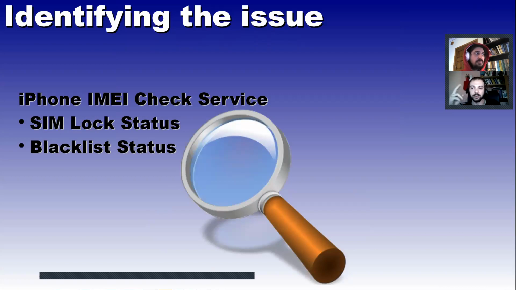You need to know two things: the SIM lock status and the blacklist status of the iPhone. For those two values, we have two separate cases: if the iPhone is SIM locked and blacklisted, and if the iPhone is unlocked and blacklisted. We will get into more details in the next slide.